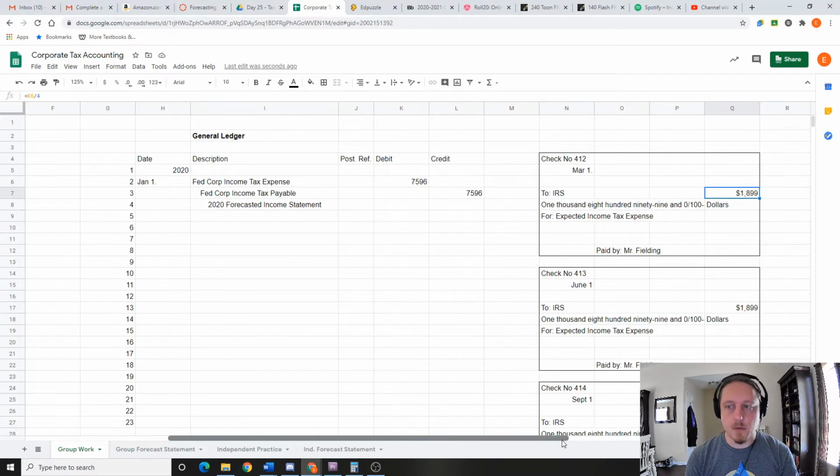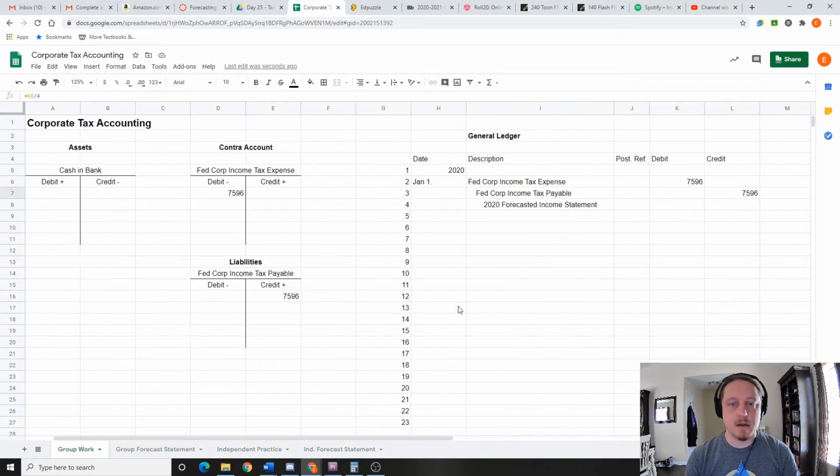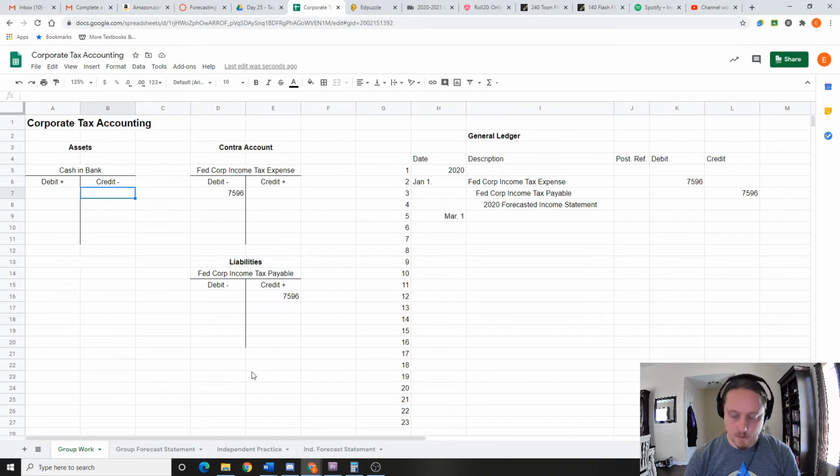And so we owe $1,899 every quarter. So we've got to make that first payment. On March 1st, we're making a payment, so our cash in bank is decreasing. Let's go ahead and put that over here for, what was it, 1,899. So we are losing 1,899 in cash, but we are getting rid of that liability, 1,899.